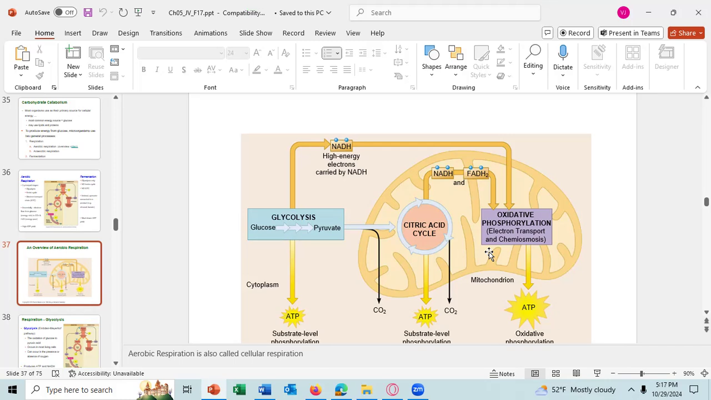Now that is for a eukaryote cell. In a prokaryote cell, we'll talk about that a little bit later. They don't have a mitochondria. And what they're doing is glycolysis happens in the cytoplasm, which is normal. And then the citric acid cycle and the electron transport chain happens near or across the cell membrane.